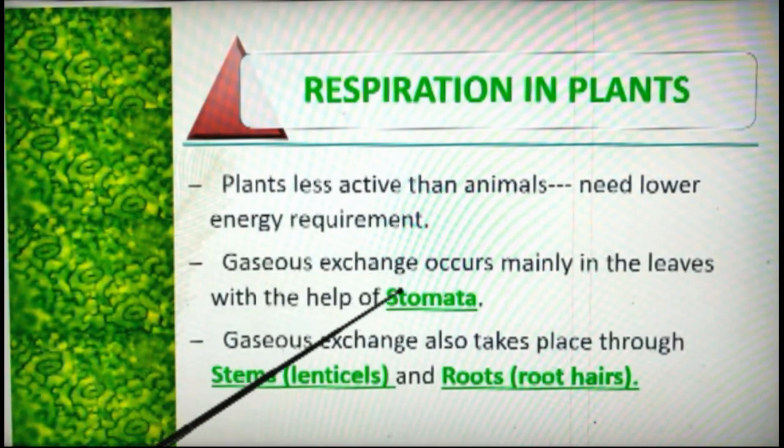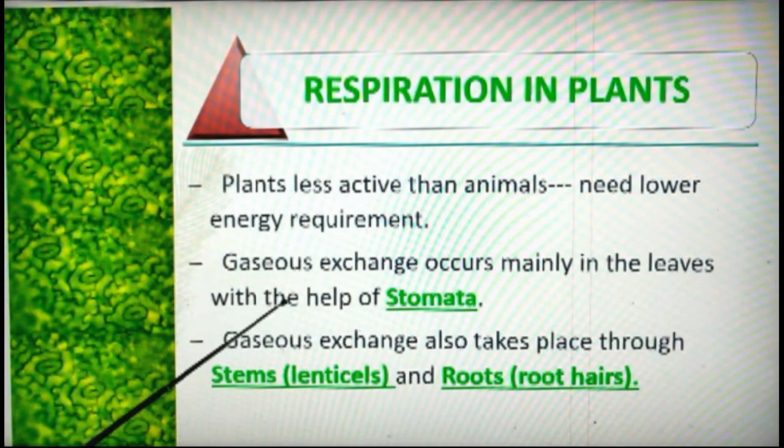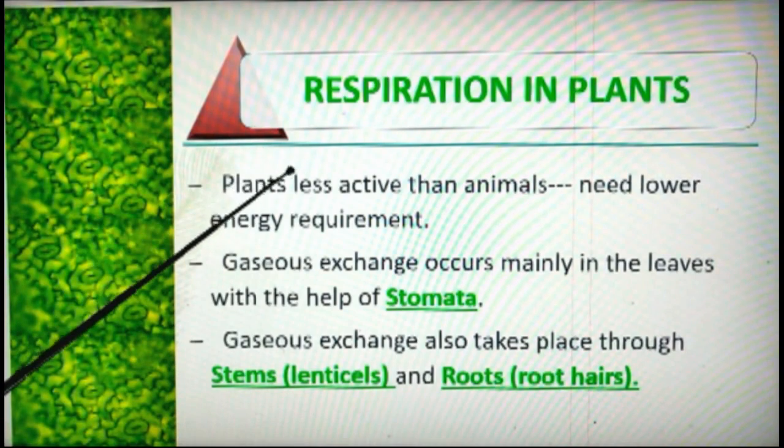So there are mainly three structures in plants that help in gaseous exchange. They are the stomata, lenticels and root hairs. Stomata, picture you can see here itself. They are small pores present on the surface of the leaves that help in gaseous exchange. The area of the leaf is in close contact with the outside environment, so the gaseous exchange can take place very easily.